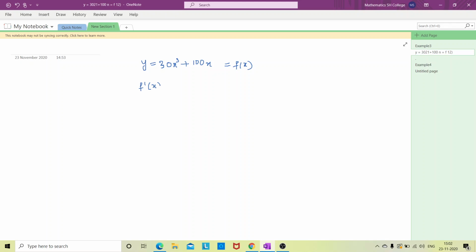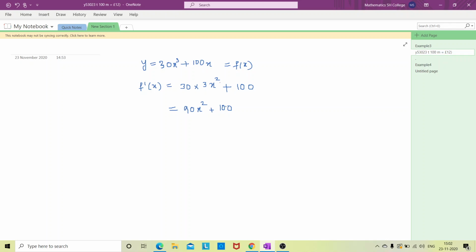F dash of x will be, how to differentiate this? So this is 30 into derivative of x cube. Hope you know derivative of x cube. It is 3x square. So 30 into 3 into x square plus derivative of 100x. Derivative of x is 1, so plus 100. Okay. So 30 into 3 will give you 90x square plus 100.